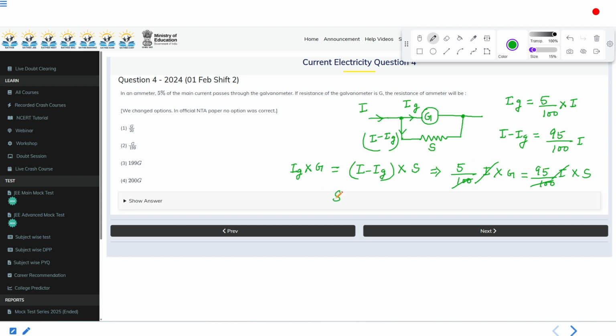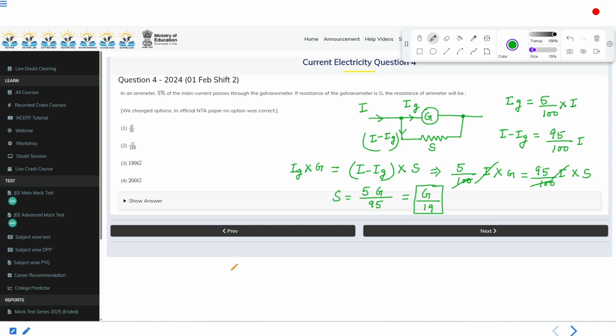So this S will result in 5G upon 95. Okay, so it will become G by 19. So this S will result in G by 19 in the terms of G. Now we can find the total resistance of the ammeter, means the equivalent resistance of this galvanometer and this shunt.